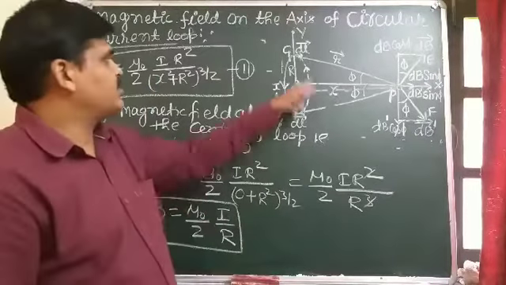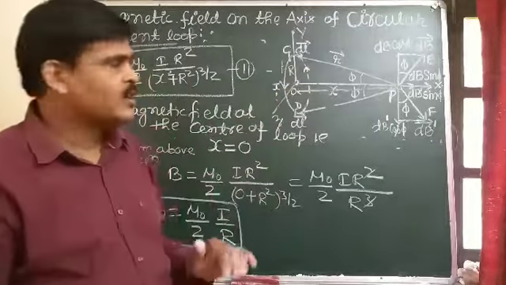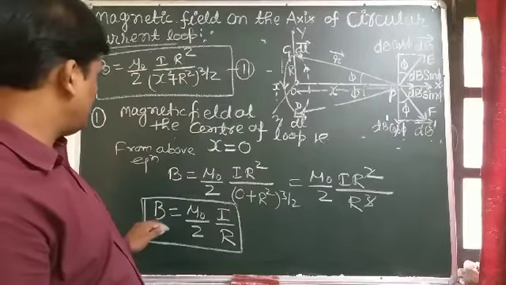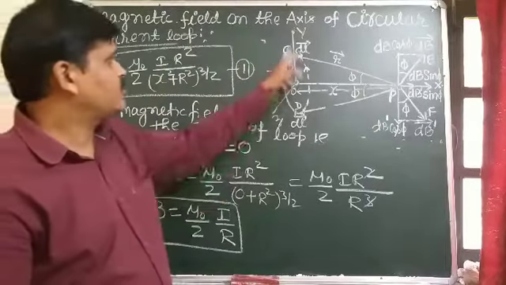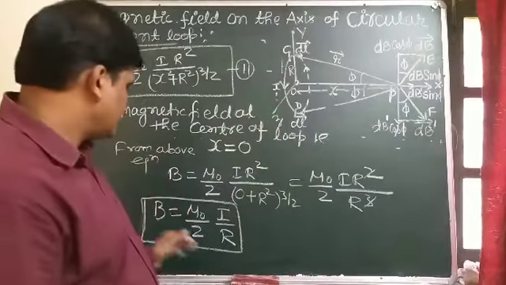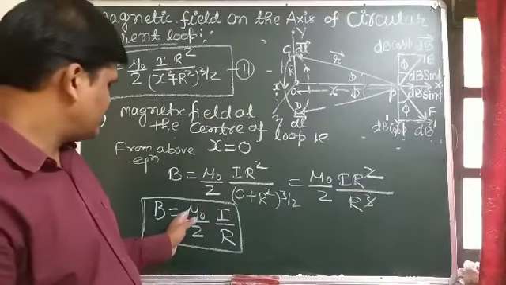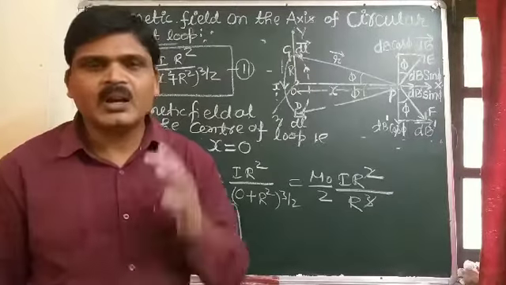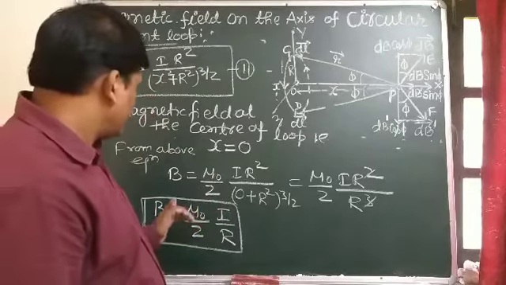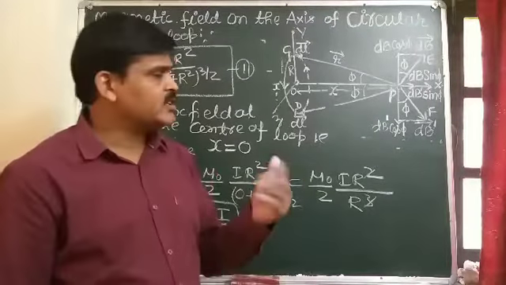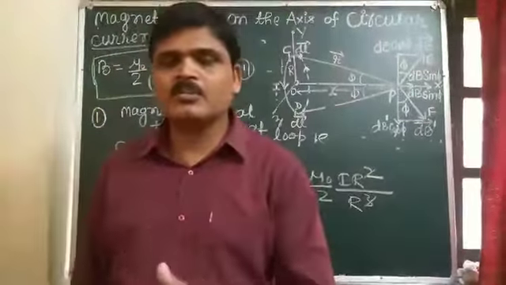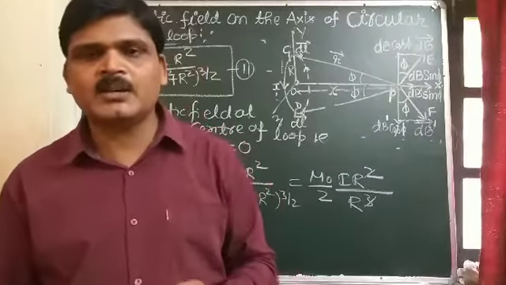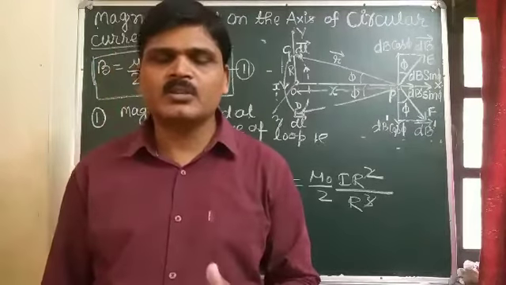And student, if this circular loop contains n turns, then in that formula we put n I r square, and this formula can also be written as mu naught by 2 n I by r. And student, this is the derivation of the magnetic field on the axis of the circular current loop as well as the magnetic field at the center of the circular current loop.